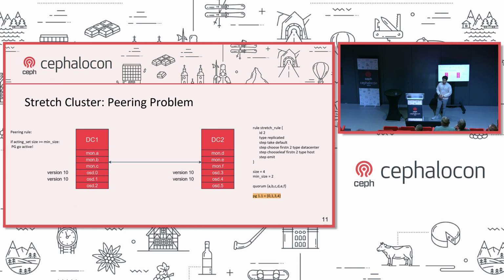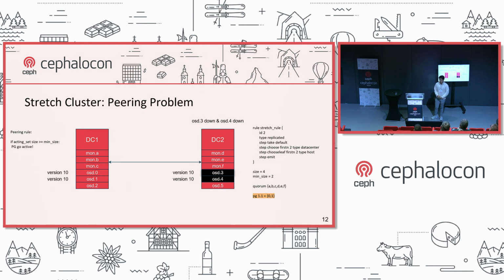So the first problem we might run into, I want to demonstrate, let's say PG 1.1 has version 10 across the board, and suddenly OSD 3 and 4 in DC2 go down. All right? So the acting set for 1.1 is now 2, right? So that size is now 2, which is equal to the min size of the cluster, which means that it can still serve I/O, can still go active.